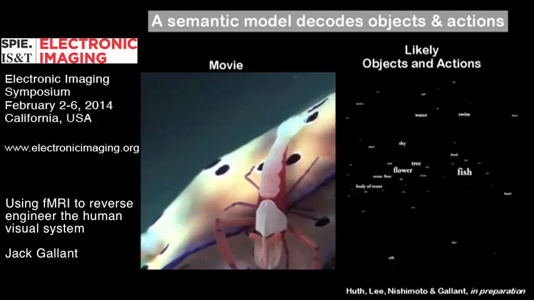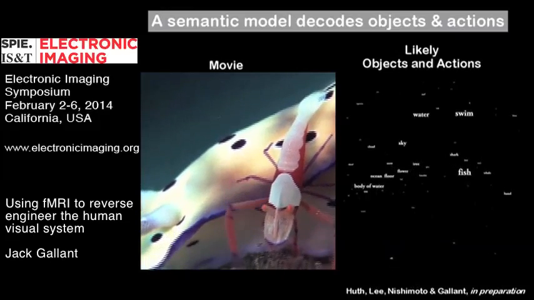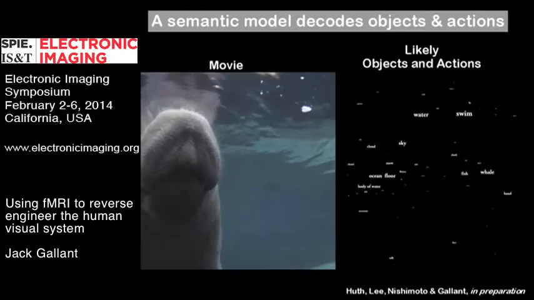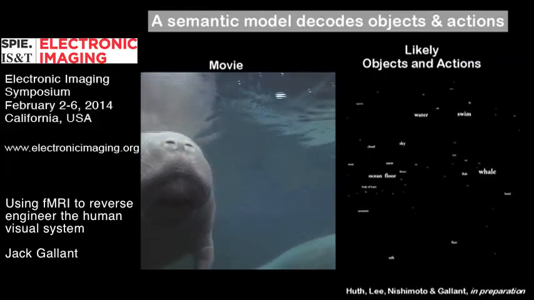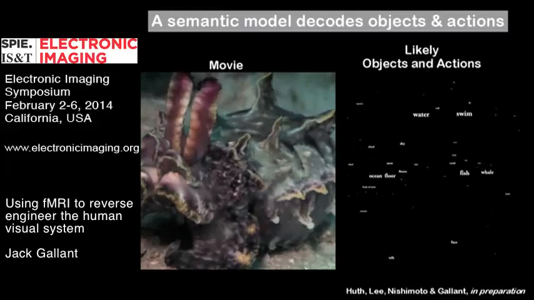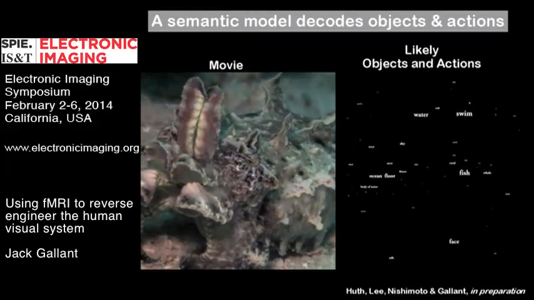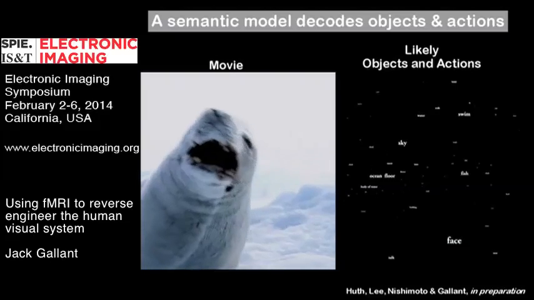Now we switch to an ocean scene. We get fish, swim, water, body of water, ocean floor. This is a manatee. We don't have manatee. It gets whale. I think that's pretty good, actually. In general, this semantic decoder works pretty well. I mean, it's really remarkable to me.